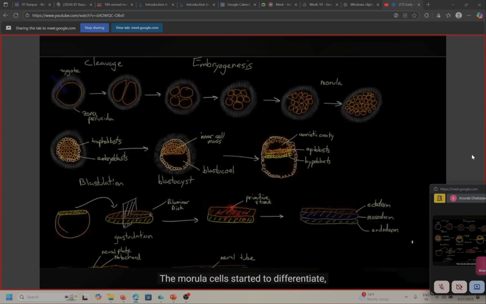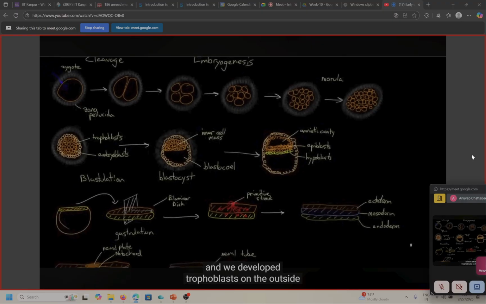The morula cells started to differentiate, and we developed trophoblasts on the outside and embryoblasts in the middle. We formed a little cavity and became known as a blastocyst. After the blastocyst cavity formed, or the blastocele, a second cavity called the amniotic cavity formed, and a pancake of cells across the sphere became apparent.